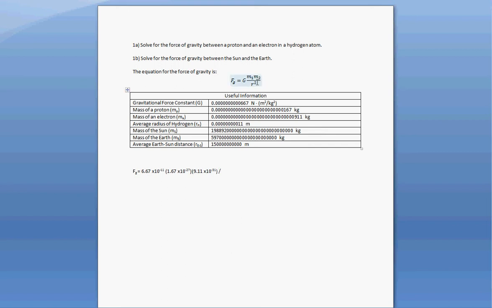And now we're going to divide by the r squared. The r is the radius of hydrogen, because hydrogen has a proton in the middle and an electron on the outside. So that's 1.1 times 10 to the negative, and from here to there, that is 10 times the decimal is going to move. And that should be squared, so I'll put a bracket here, and squared.